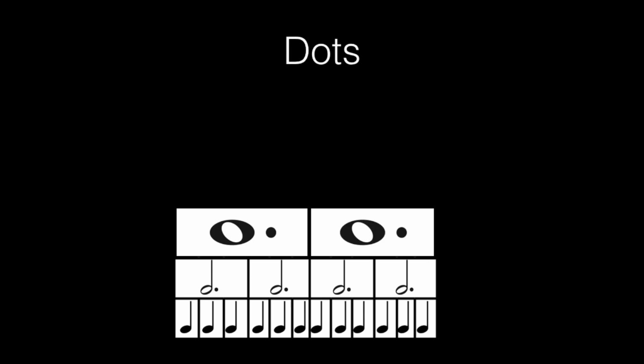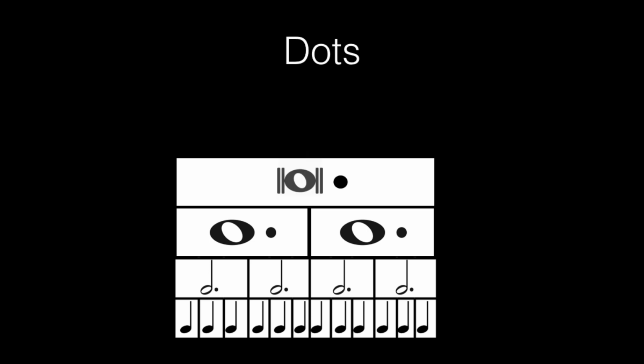We would get dotted whole notes. Now what happens if we put two whole notes together? Think about this for a second, because if you put two whole notes together, you would get a breve, but if you put two dotted whole notes together, you get a dotted breve.